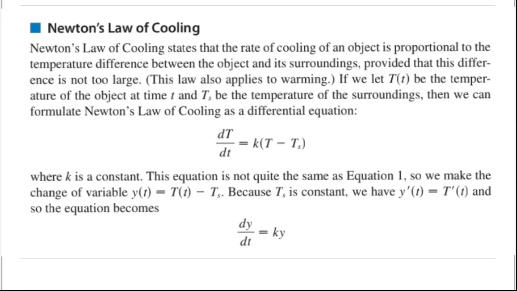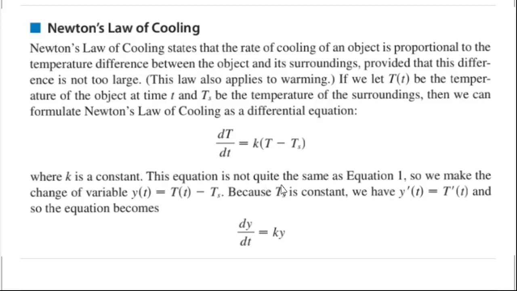If we let T of t be the temperature of the object at time t, and Ts be the temperature of the surroundings, then we can formulate Newton's laws of cooling as a differential equation, which lets us know that the rate of change of the temperature of the object gives a constant times the temperature difference, where k is a constant.